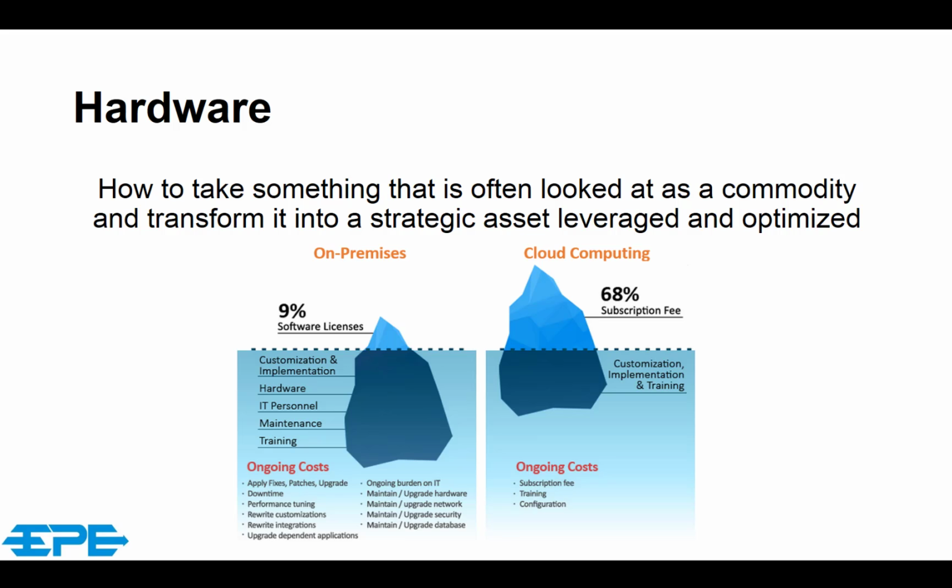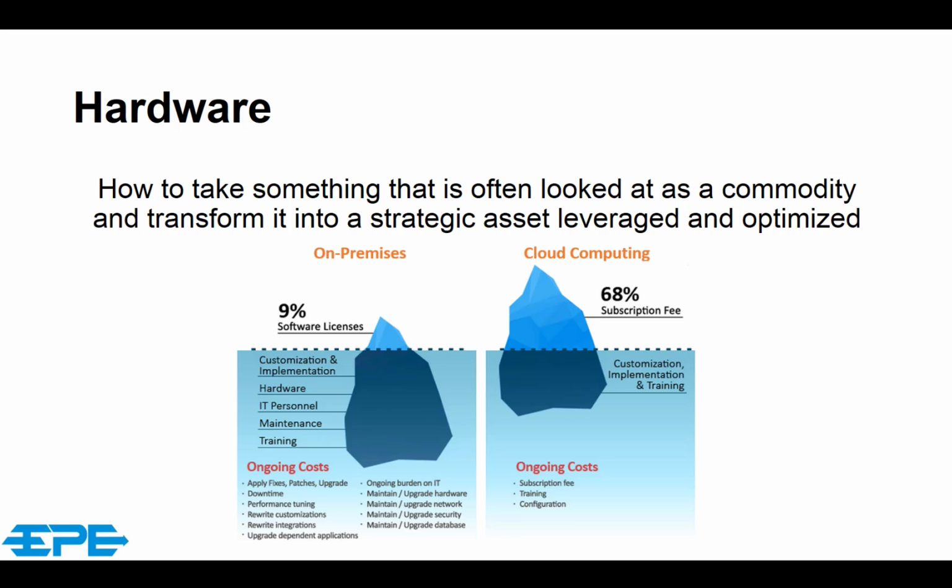But as I think about hardware, again, it's maybe not sexy to some, very sexy to others. It's an area that I've seen pretty significant business value, where if you start getting into performance, shrinking those infrastructure needs or hardware costs is something you can pretty quickly do. As you can see on the slide, how do you take something that is often looked at as a commodity, transform it into a strategic asset, and have it both leveraged and also optimized?